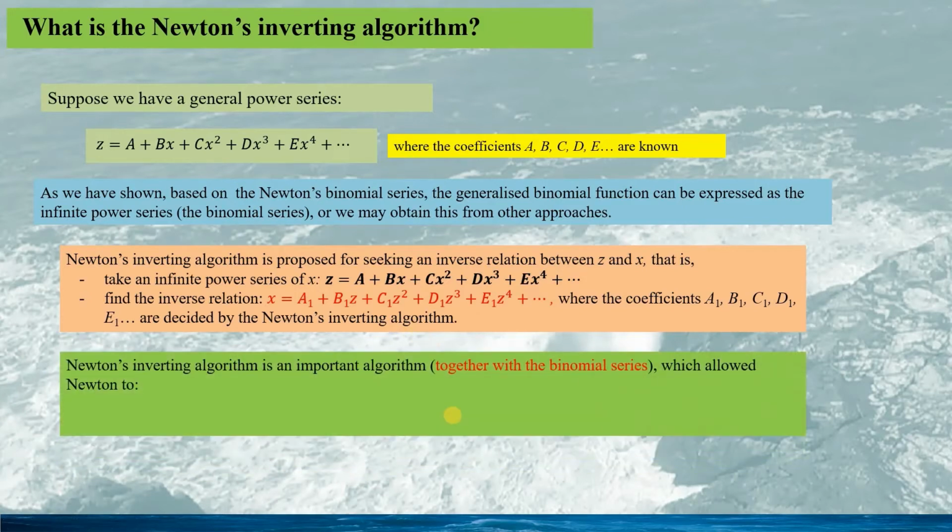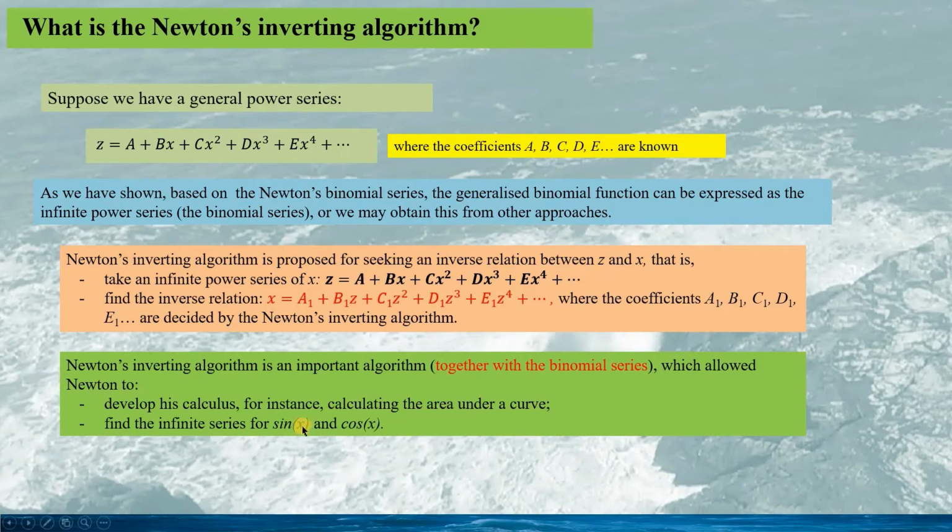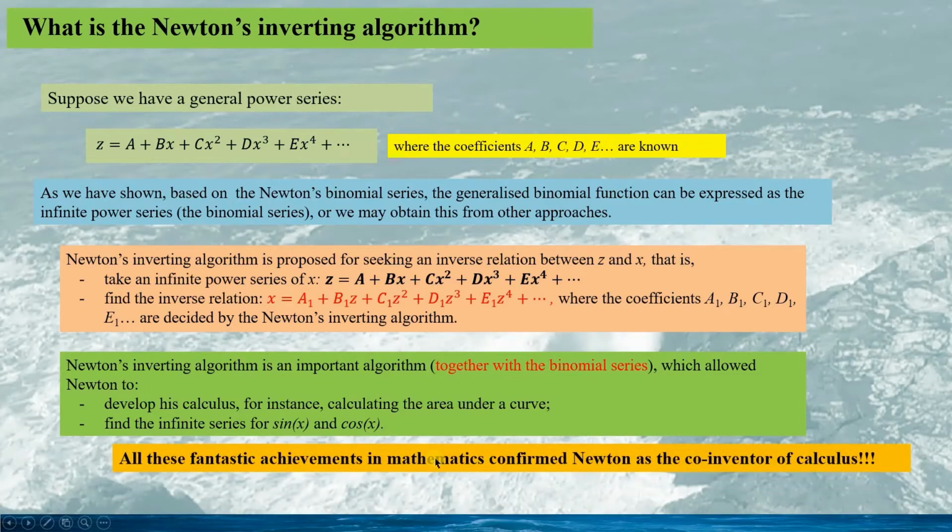algorithm. Newton's inverting algorithm is an important algorithm, which, together with the binomial series, allows Newton to develop his calculus. For instance, the calculation of the area under a curve, and finding the infinite series for sine x and cosine x. All these fantastic achievements in mathematics confirmed Newton as the co-inventor of calculus with Leibniz.